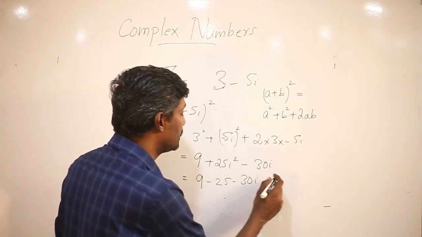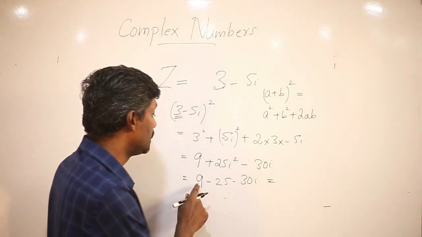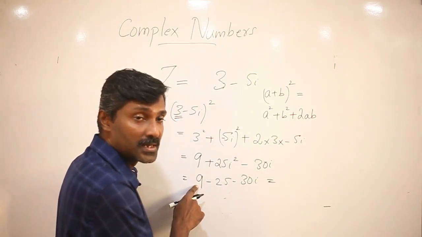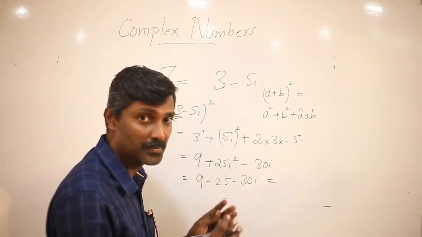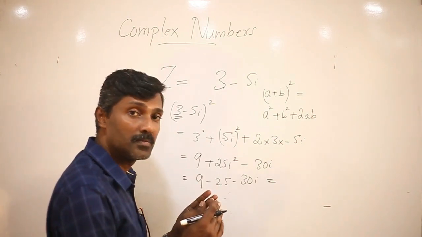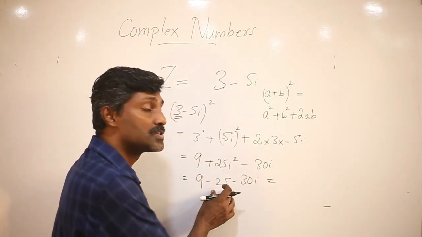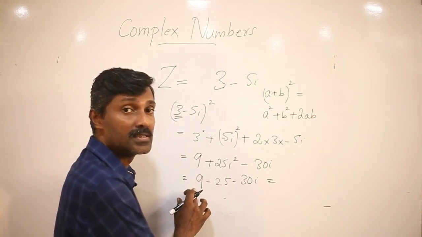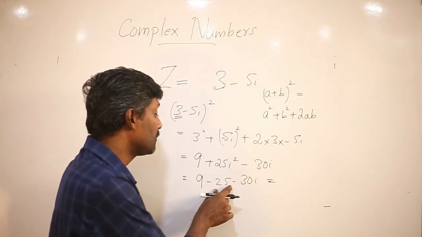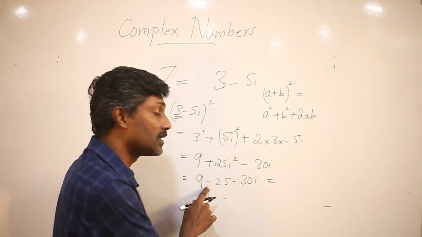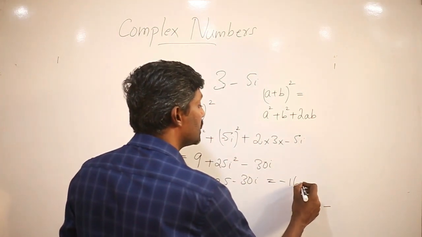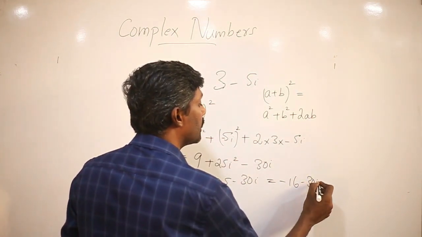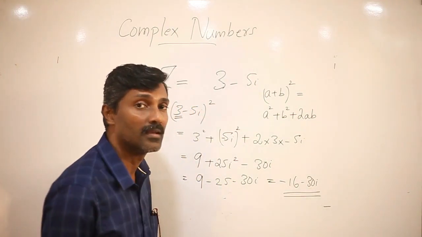So, when I add these two real numbers, I get 9 is positive and 25 is negative. So, it's basically subtraction. You subtract the smaller number from the bigger number. Here, the bigger number is 25. So, 25 minus 9 is 16. 25 has a negative sign, so you get the answer as minus 16. Okay. So, this is minus 16 minus 30i. So, that is the final answer.